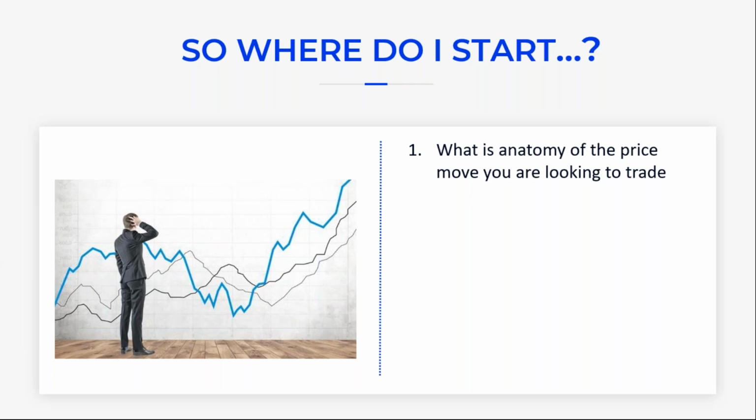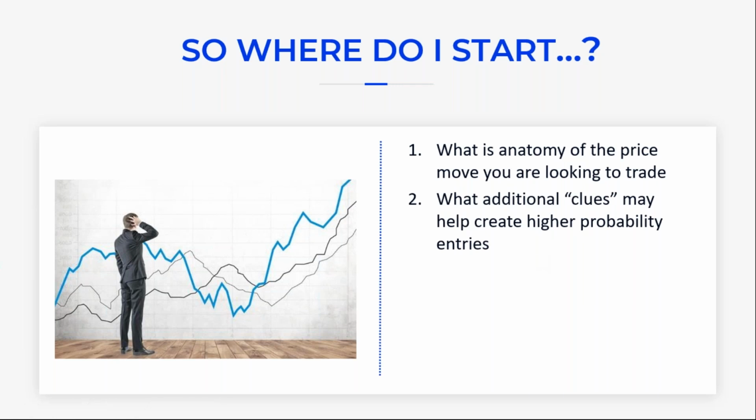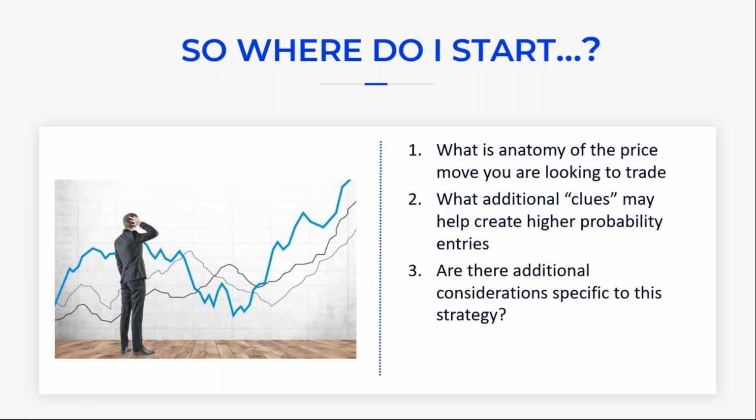What you do is start by looking at the anatomy of the move you're trying to trade, describing what it is in terms of price. Then you look for those additional clues that create the higher probability entries we've talked about on many occasions, and any other considerations specific to that strategy. That includes the instruments and timeframes you're going to trade, and what your exit strategy will look like. So this is your process for where you start with each strategy.